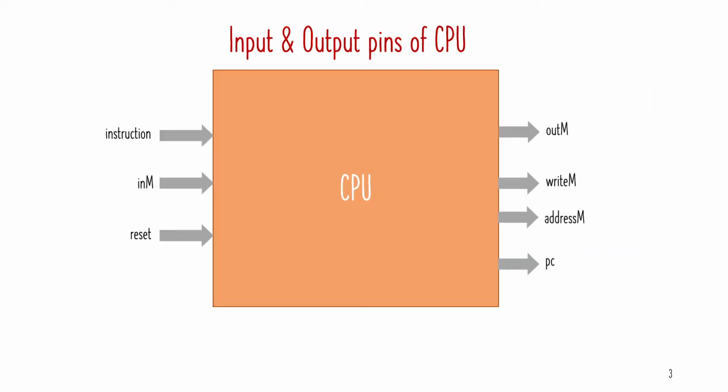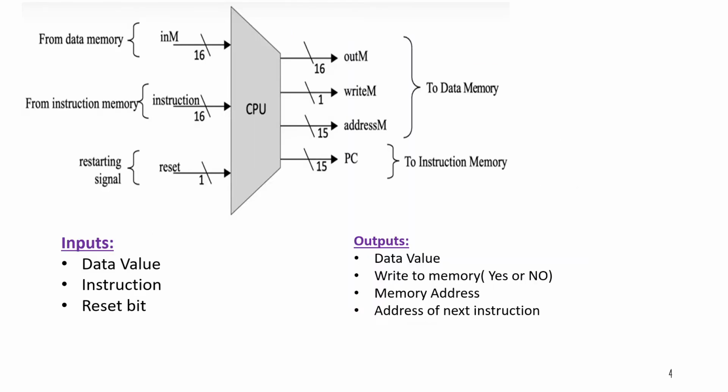Now we will have a look at the input and output pins of the CPU. So the CPU contains three input pins, which are inM, the instruction, and reset. inM is a 16-bit value which comes from the data memory, and this is the value that the CPU is going to operate on. Next is instruction. It's a 16-bit value named instruction. This is the value which instructs the CPU what operation to perform. Then we have our reset. It's a single bit value and is a restarting signal.